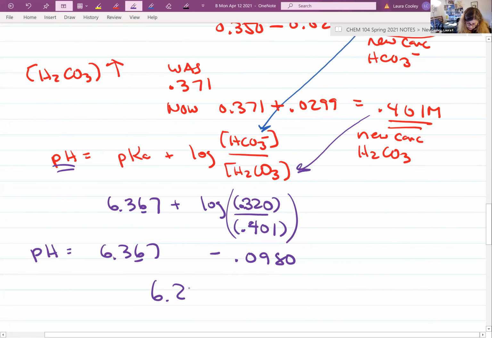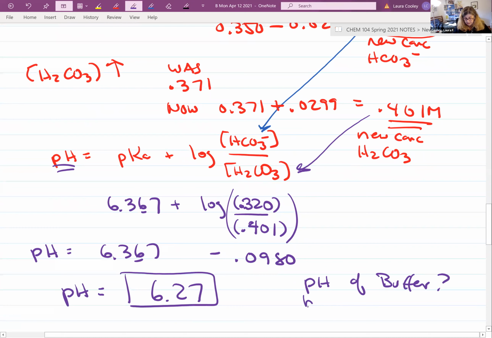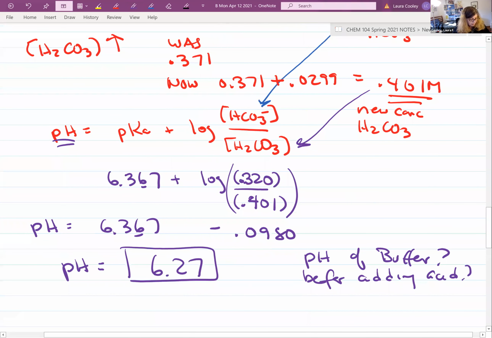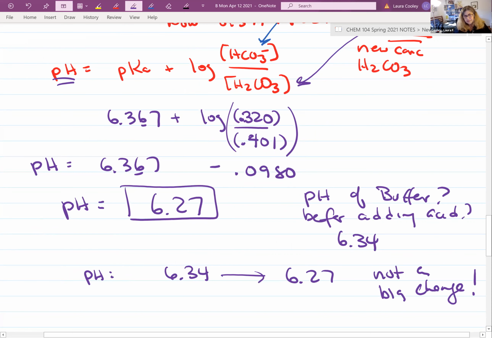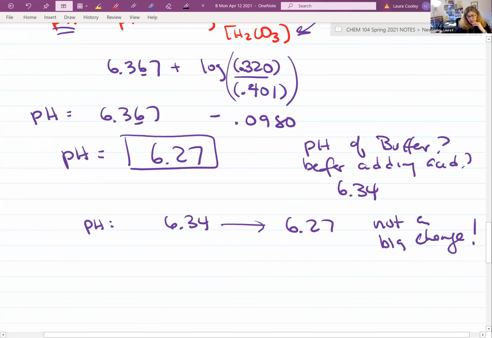And so here's the big conclusion. This is the pH. Do you remember what the pH was of the buffer before we added the acid? It wasn't that different. It was 6.34, I think. Yep. So this pH went from 6.34 to 6.27. That's not a big change. Next time I'll show you what happens if you had just added that to water, the pH would have changed drastically.